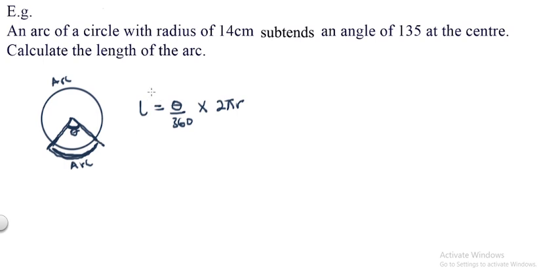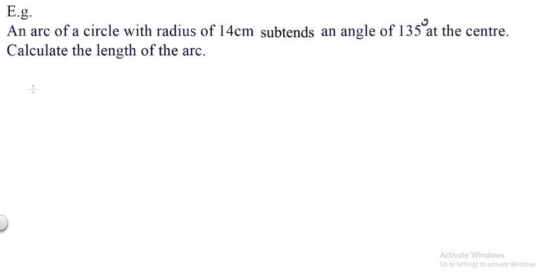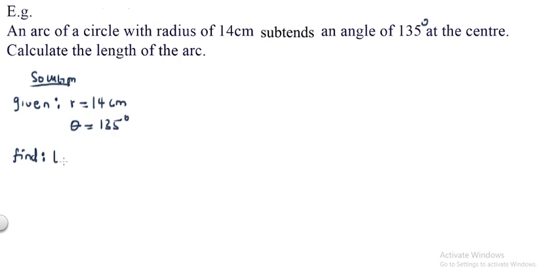Now that you know the formula for the length of an arc, let's look into this problem. First things first, I'll write solution. The question says an arc of a circle with radius 14 centimeters subtends an angle of 135 degrees at the center. Calculate the length of the arc. What we are given: the radius is 14 centimeters, the angle is 135 degrees, and we are told to calculate the length of the arc. So we are told to find L.